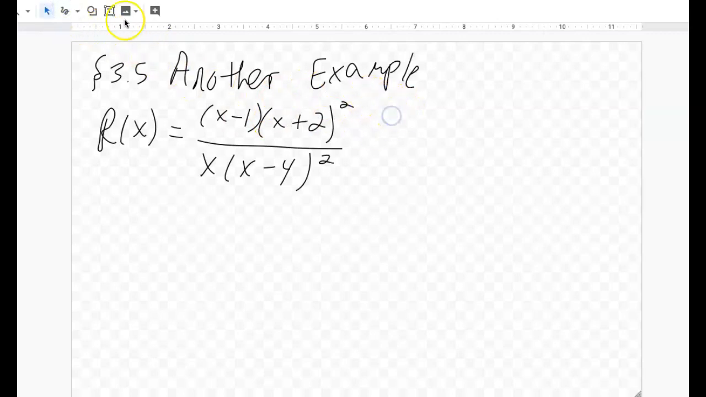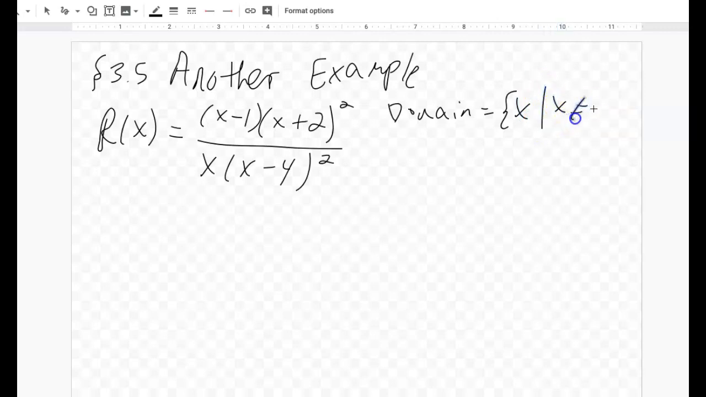So the domain is the set of all x such that x cannot equal 0 and 4. Okay, because here's where it cannot equal 0, and here's where it cannot equal 4.